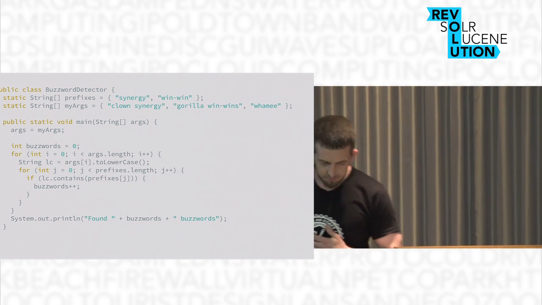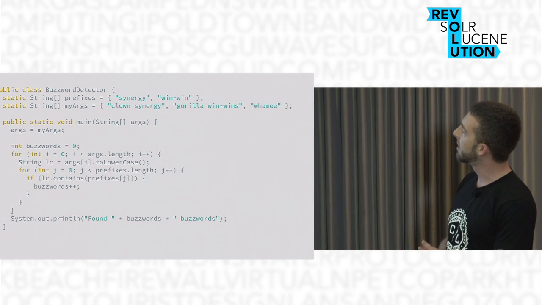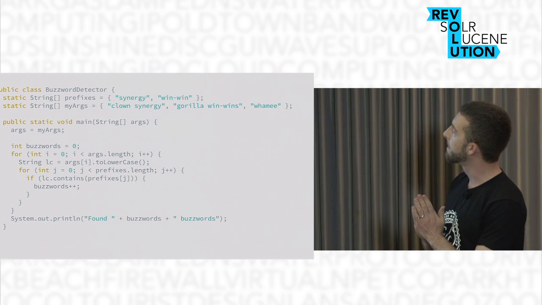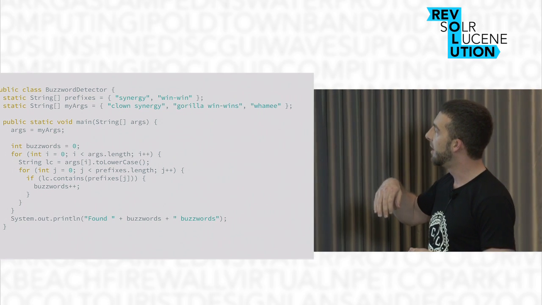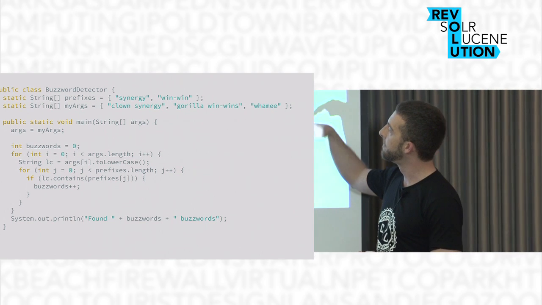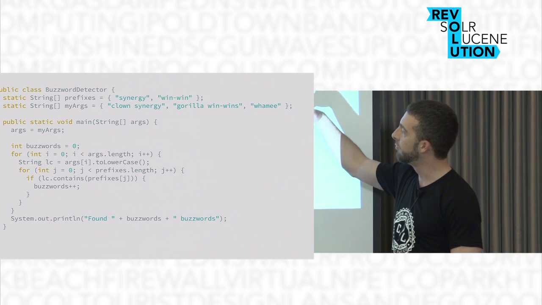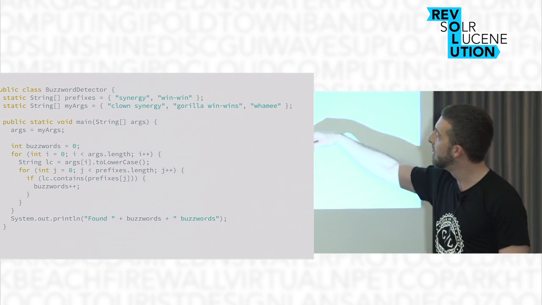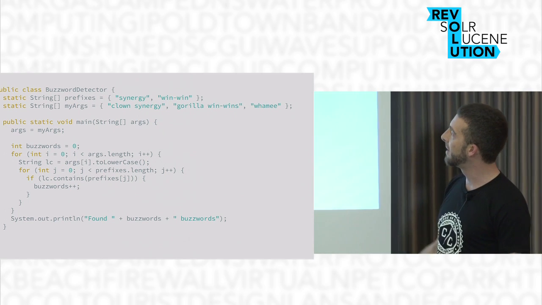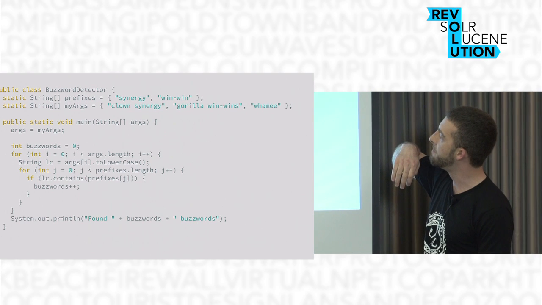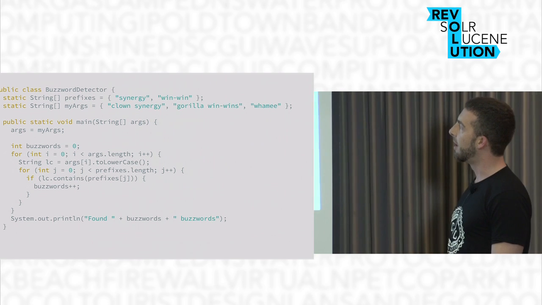So we have our buzzword detector, and we've got some static prefixes, some static terms, and we're going to walk through. We've got some arguments there, and so let's go through it line by line. So it's main, and we go through the args. We lowercase them, so that causes another string, and we walk through, and if the lowercase version of the args matches one of these prefixes, we print out the buzzword count we found in our list.